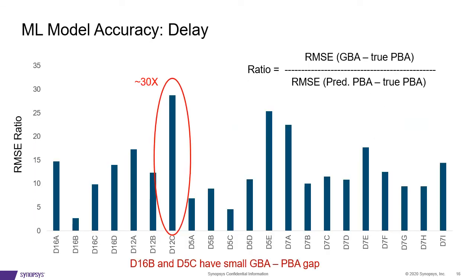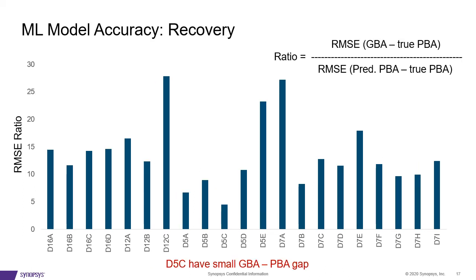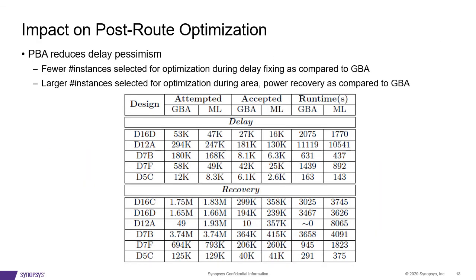This picture shows how accurate our model is. We plot the ratio of the root mean squared error, the difference between GBA and true PBA, and the root mean squared error, the difference between predicted PBA and true PBA. As you see, in certain cases we can improve the RMSE ratio by up to 30x. Similarly, if we study the model for recovery, we see that we achieve pretty significant RMSE ratio improvements.